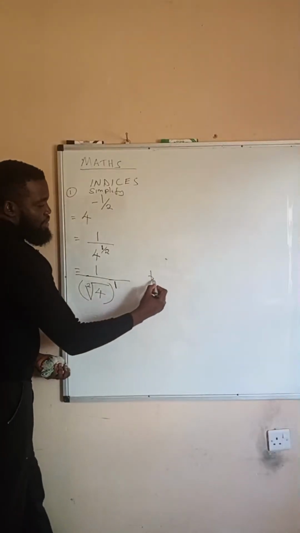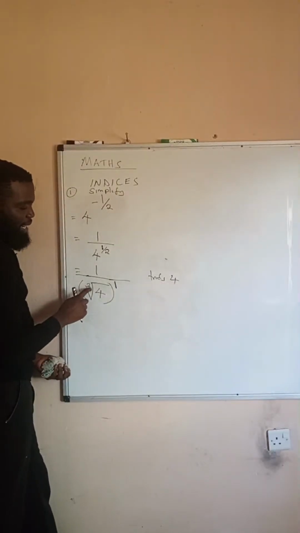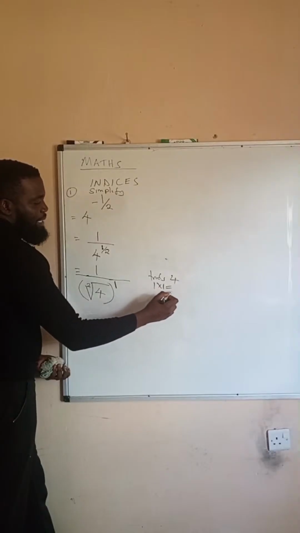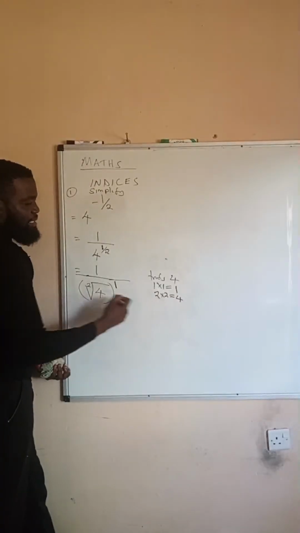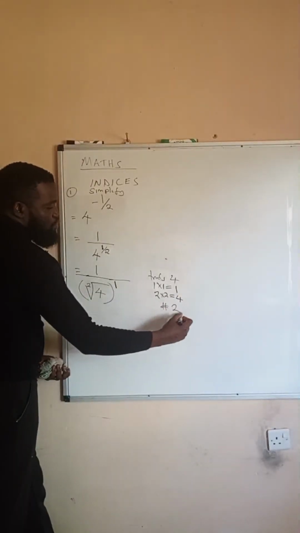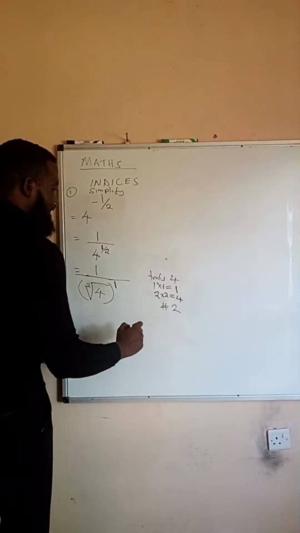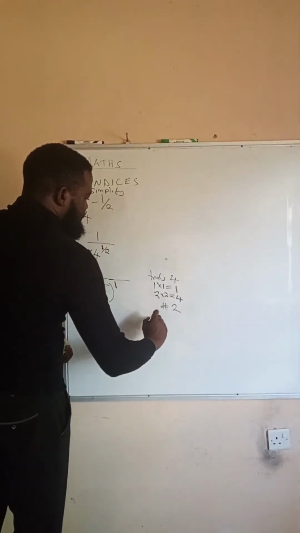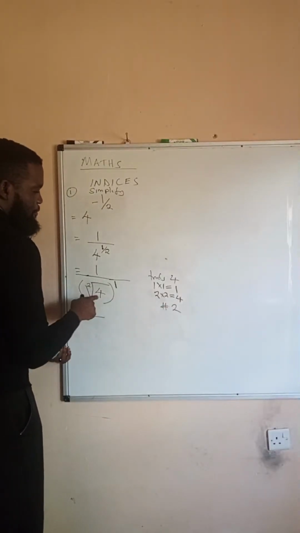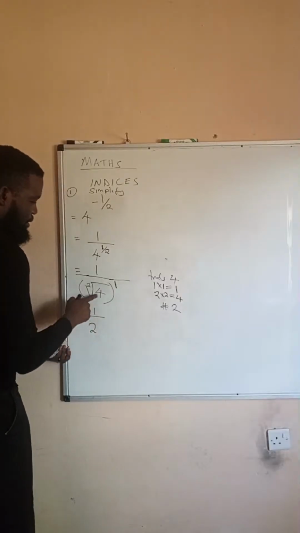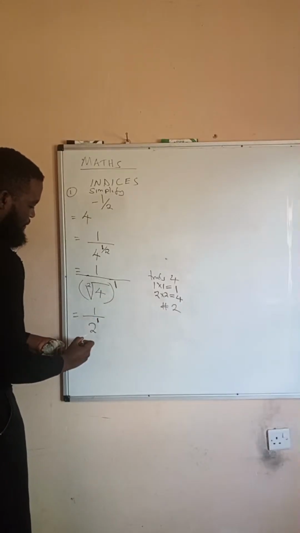Then you look for trials. Trials for which number? 4. Look for a number which, when you multiply it twice, gives you 4. 1 times 1 gives you 1. 2 times 2 gives me 4. Do we have 4 here? Yes. So the trial number that has worked is 2. So we have 1 over the trial number for 4, which is 2, that is 2 to the power 1.